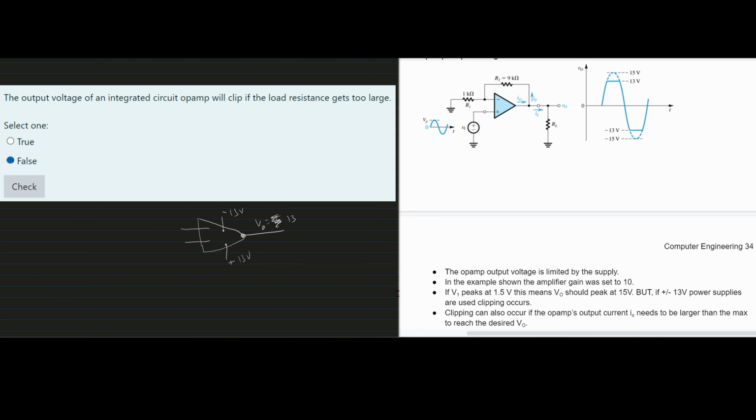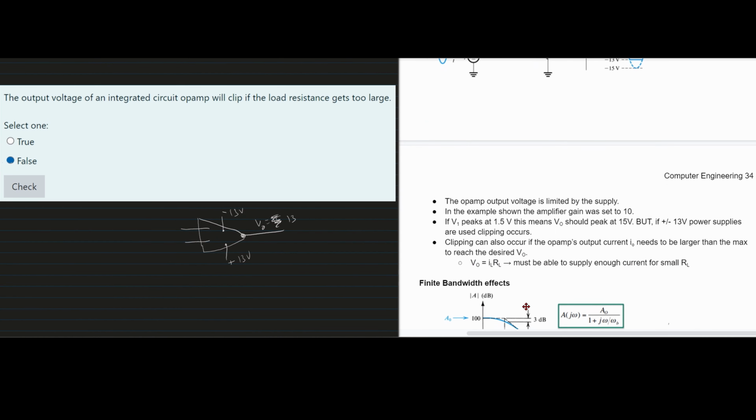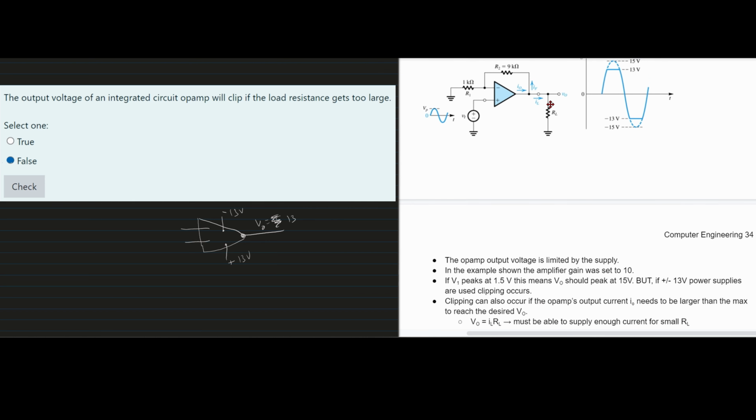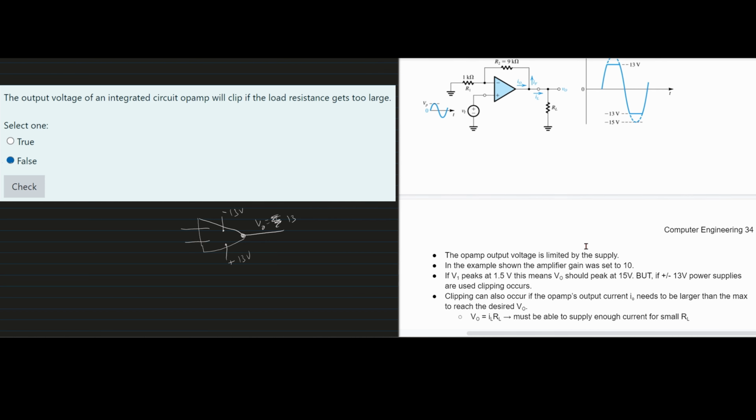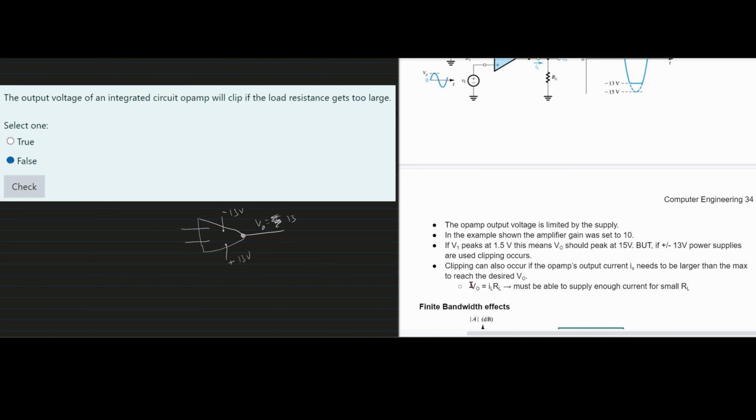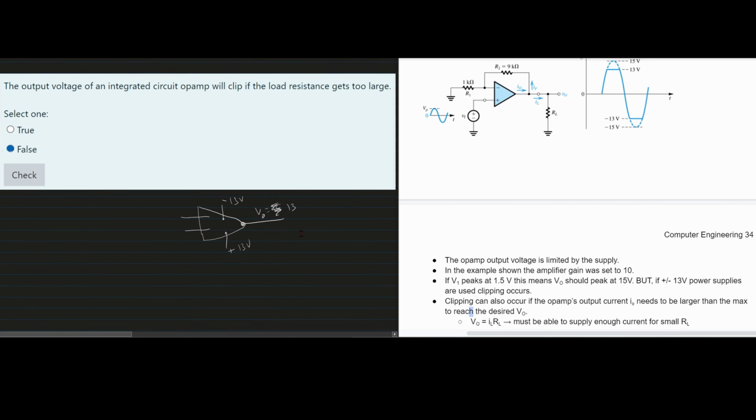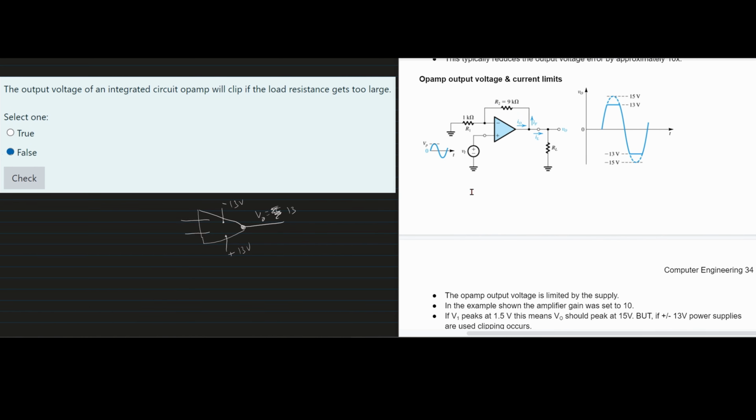Clipping can also occur if the op-amp's output current, which is I naught, needs to be larger than the max to reach the desired V out. This is because our V out is equal to our IL times RL, which is the load resistance right here. We know that IL times RL is equal to V out, so if we multiply our IL and our RL and we get our V out to be bigger, we can see that we have a problem here. But that is how we would look at clipping with our op-amps.